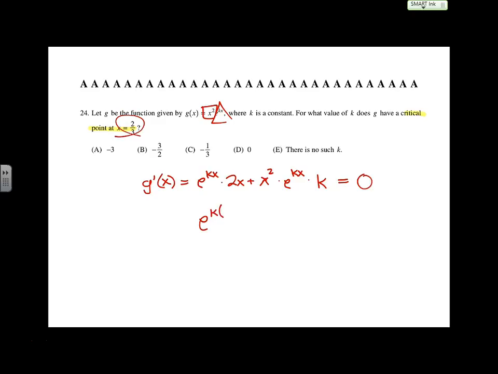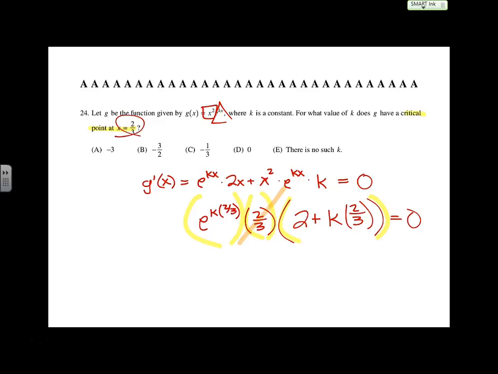I'm pulling out an e to the kx because it's shared. Is that okay? I'm also pulling out an x because it's shared. I have left a 2 plus a k times, and my x is 2/3. Here's what a lot of kids get confused about. Whenever you have factors equal to 0, how do you solve? Set each one equal to 0. But first of all, can 2/3 ever be 0? No.